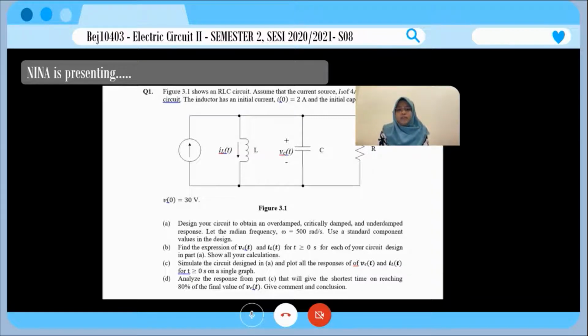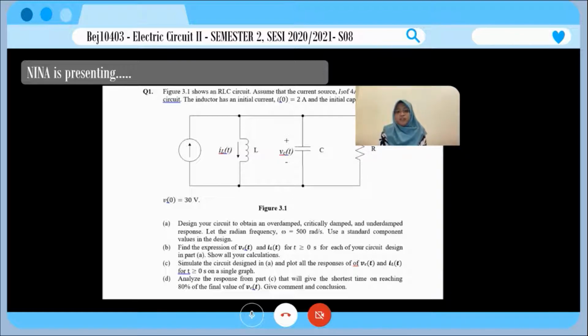Today I'm going to present our project. I will explain the answer for question 1C and 1D. For 1C, the question asks to simulate the circuit designed in 1A and plot all the responses for VC and IL for t greater than or equal to 0 seconds on a single graph. So I use Simulink in MATLAB to simulate the circuit and answer this question.